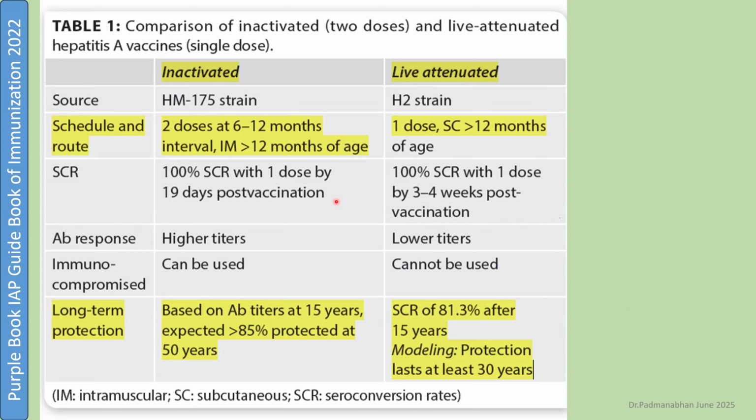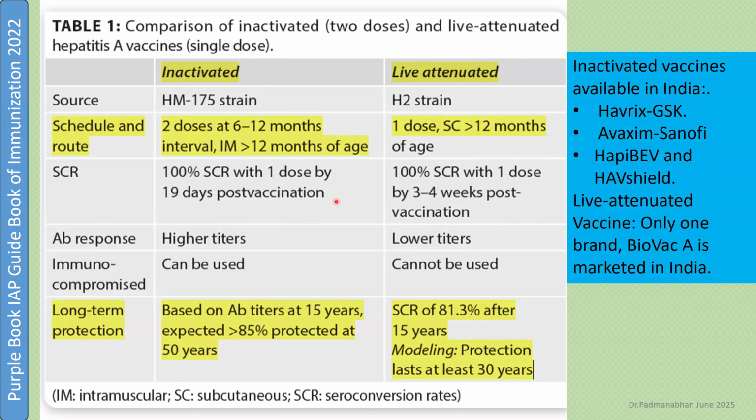They are not giving it, but you should offer it to the patient. Remember this, because inactivated vaccines available in India are Havrix, GSK's, and a live attenuated vaccine with only one brand, Biovac A, marketed in India. Remember that you have to talk about all vaccines advised by the Indian Academy of Pediatrics, especially those available in the market, with the patient, and tell them the indication.